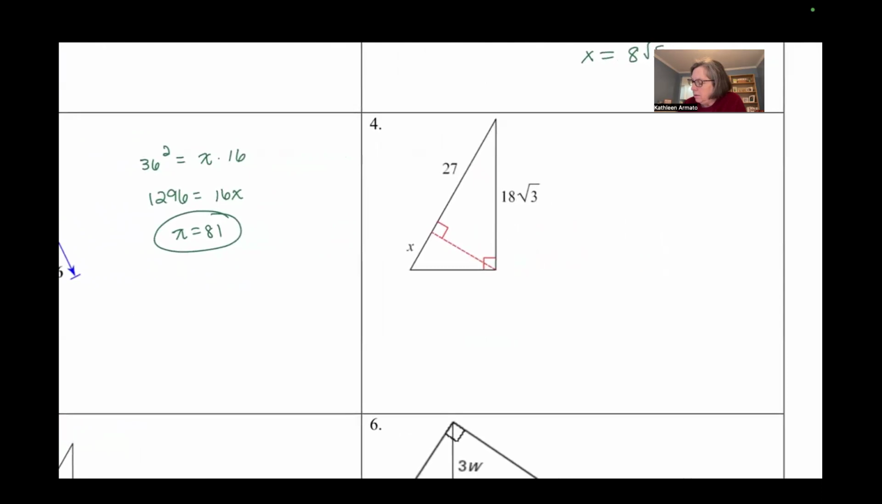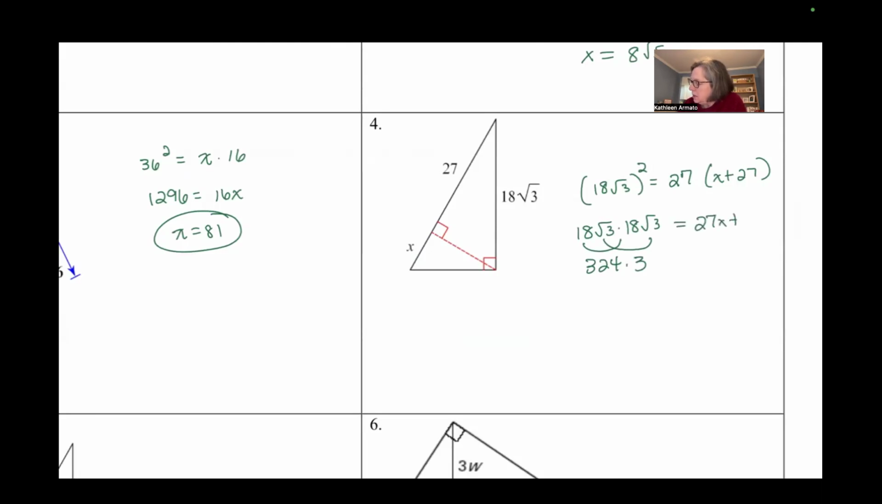All right, here I'm given the leg. So I'm going to use the leg rule. 18, the leg squared, equals the part of the hypotenuse adjacent to the leg, which is 27, times the entire leg. Oh, the entire leg is x plus 27. Now, 18 times 18, this is 18 root 3 times 18 root 3. The 18 times 18 is 324. The root 3 times root 3 is 3.